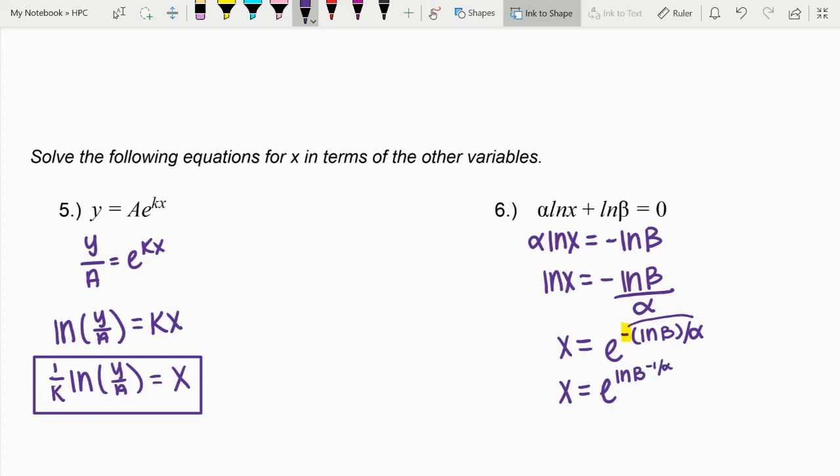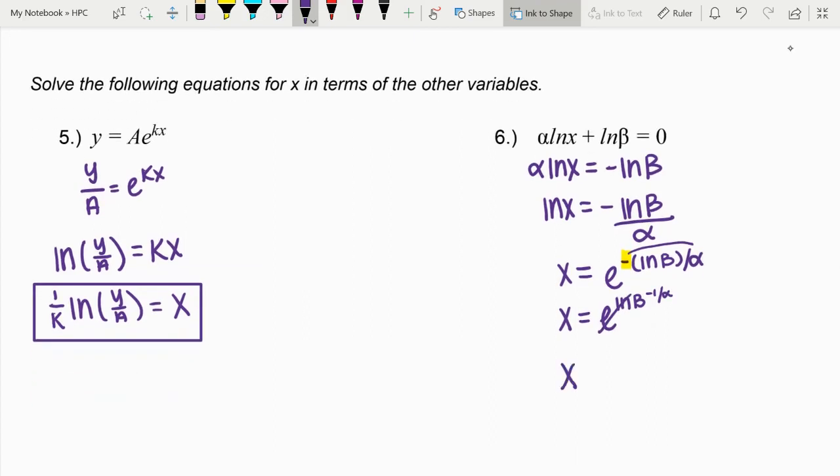Okay, so now that e and the natural log cancel out, I'm left with x is equal to beta raised to the -1 over alpha.